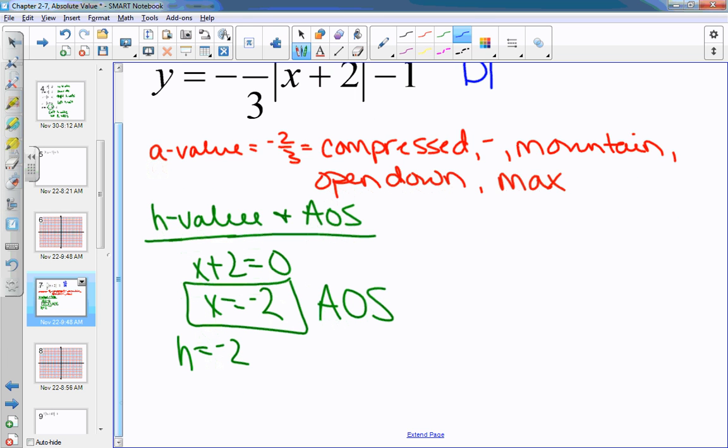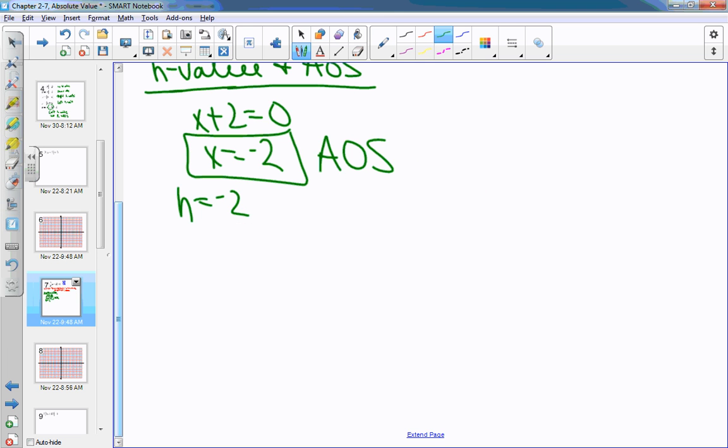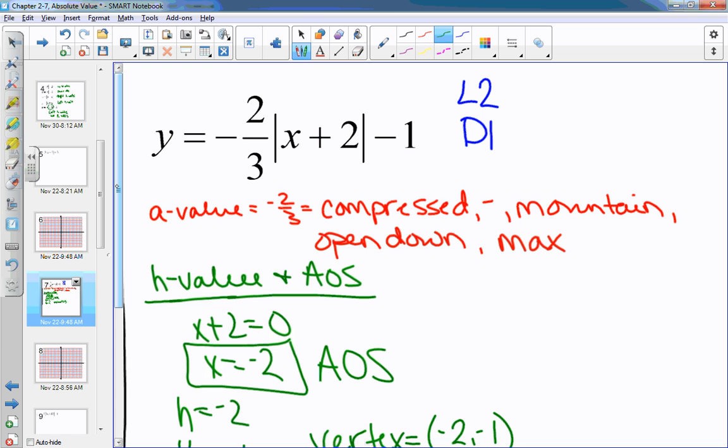So now, from my h, I can get the next thing I need, which is my k, and we said negative 1. So what is my vertex of this lovely little V or mountain? What's my vertex? h, k. Negative 2, negative 1. So now that's my vertex. Okay, that's all beautiful. We found our a value. We found our axis of symmetry. We found our vertex.